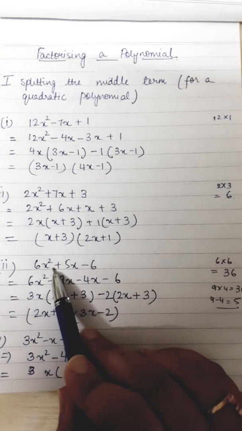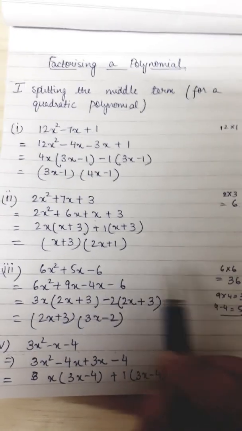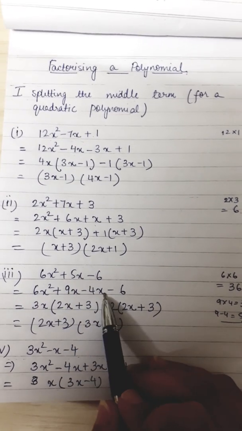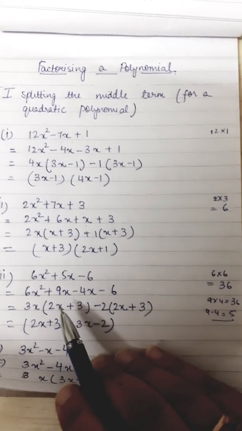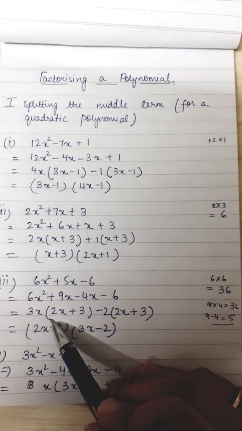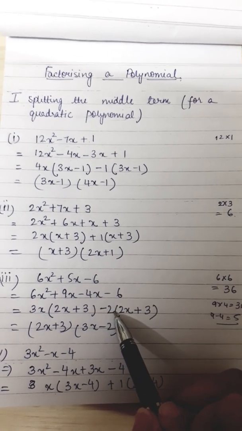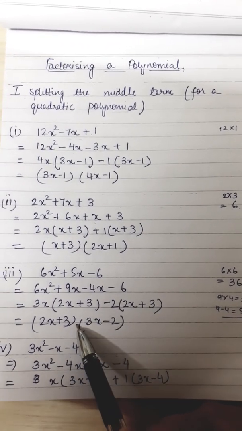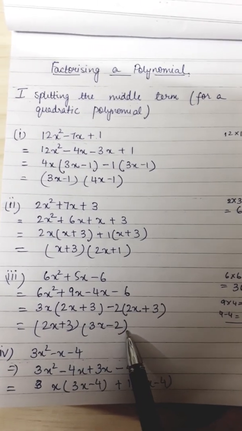The third one is 6x square plus 5x minus 6. 6 into 6 is 36, and 5x I can split as 9x minus 4x, because 9 into 4 is also 36. So from the first two terms I will take 3x common and within the bracket I will get 2x plus 3, and from the last two terms I will take minus 2 common. So again I will get 2x plus 3. Then again 2x plus 3 is common and I will get 3x minus 2. So 2x plus 3 and 3x minus 2 are the two factors.